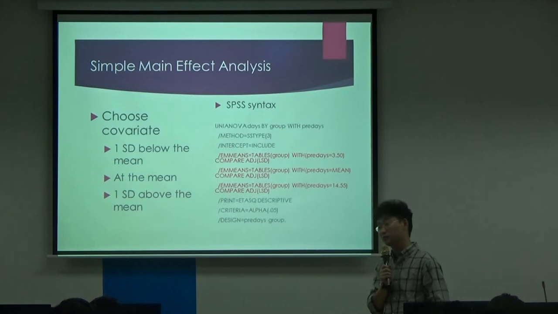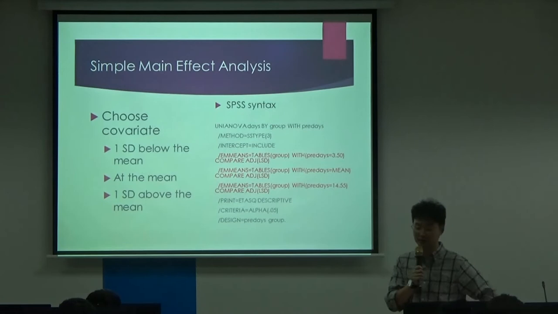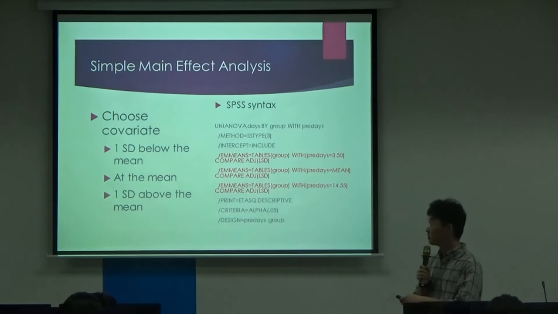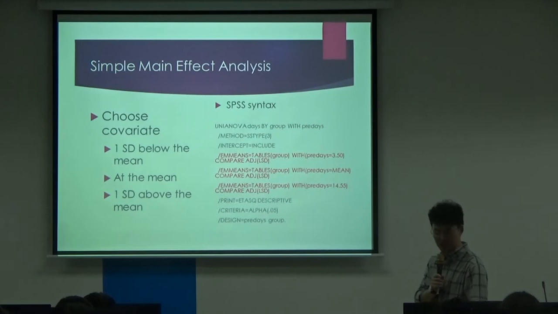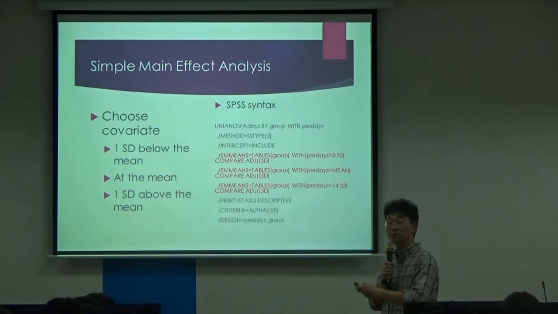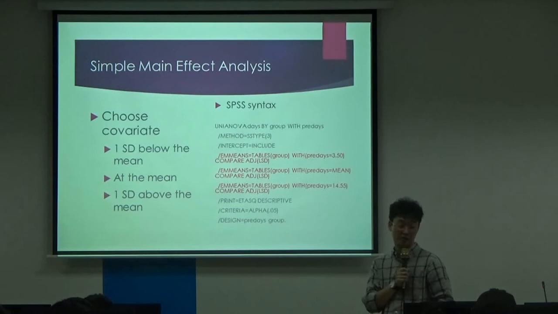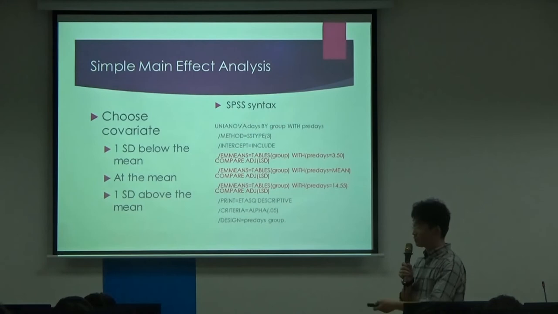So for outliers, they usually have large measurement error. That's why I don't recommend you look at more extreme values like two standard deviations or maybe three standard deviations. If you're looking at a covariant value which is three standard deviations away, it's very likely that you are looking at an outlier, which includes large measurement error. I don't recommend that. So we just need to find typical values to represent low, medium, and high values of the covariant. So that's why we come up with three typical values. And this is actually suggested by Cohen, West, and Aiken.